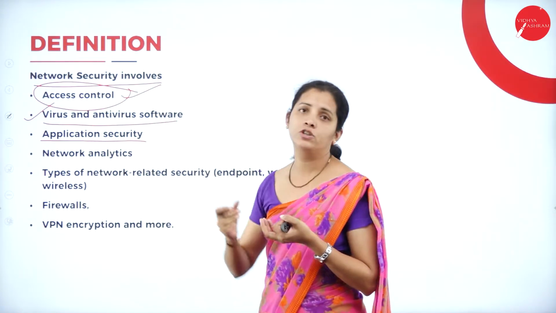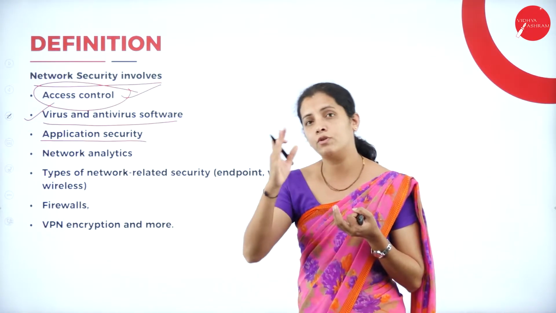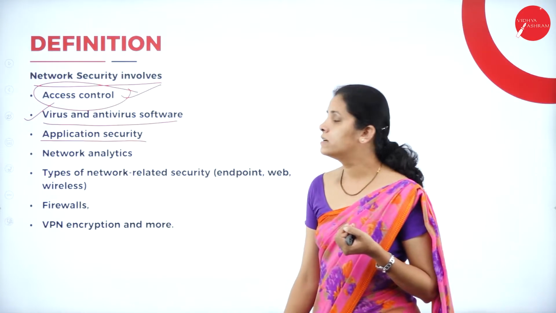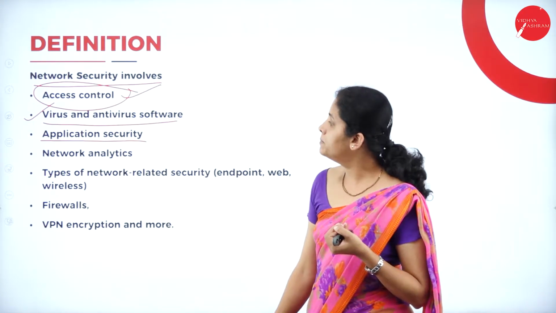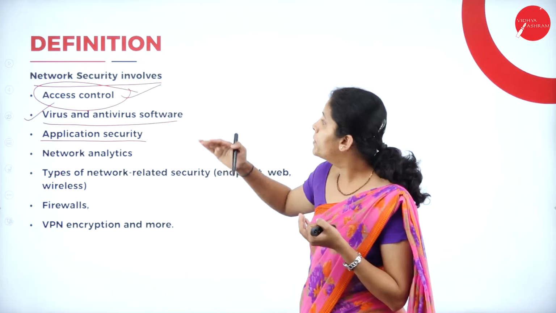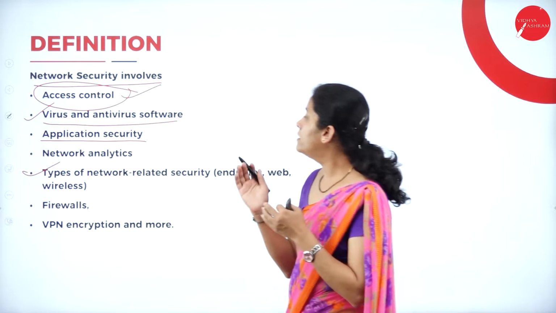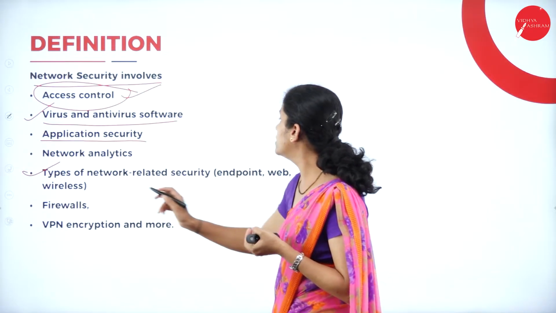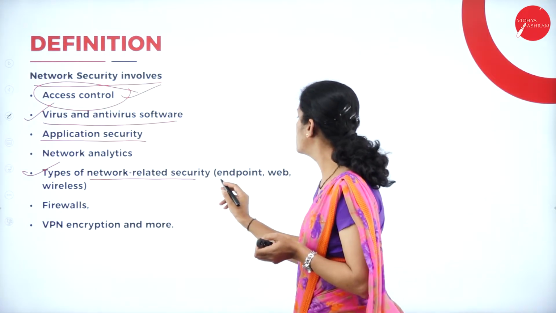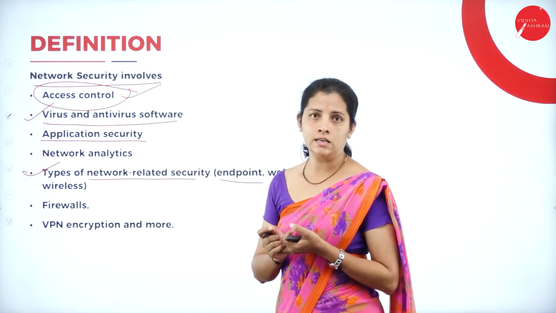That means whatever application you're going to use, you're going to provide security for those applications from unauthorized access. Then once again, I'm going to have network analytics. That means we are going to use different kinds of network analytics to prevent network security threats. Then we are going to have different kinds of network-related security. That means to provide network security, once again we are going to consider endpoint, website and wireless transaction.